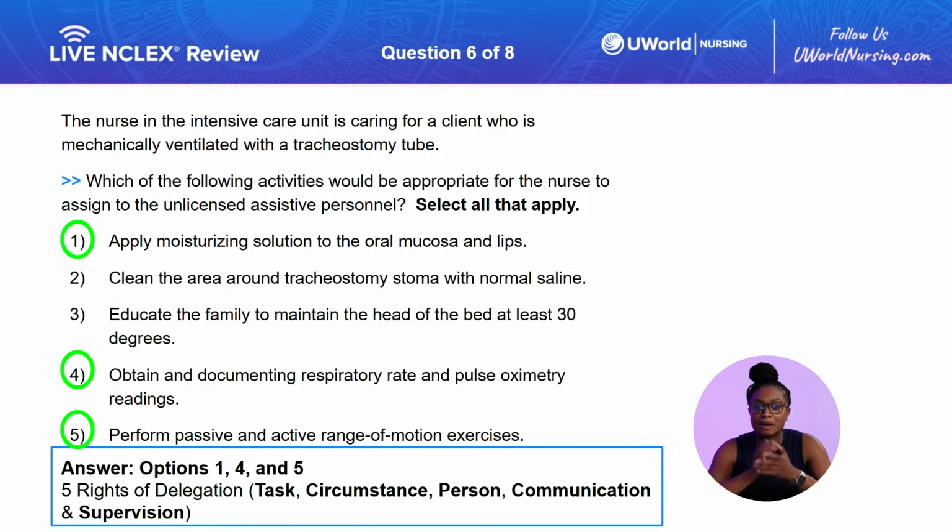So option 1, applying moisturizing solution to the oral mucosa and lips. So applying chapstick. That doesn't take any interventions or assessments, so that's totally okay.